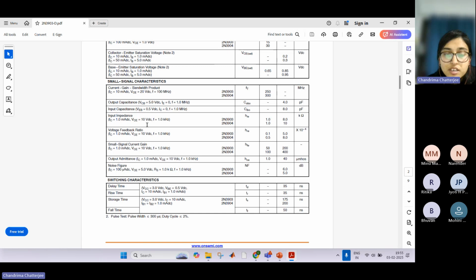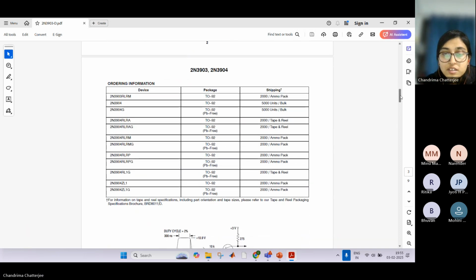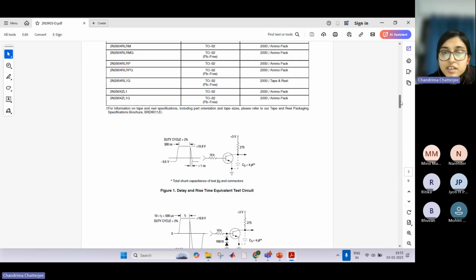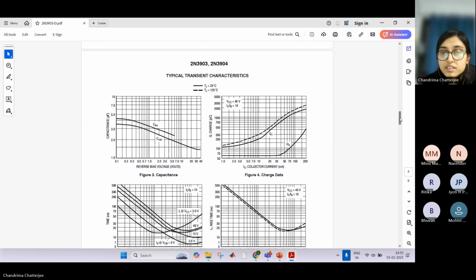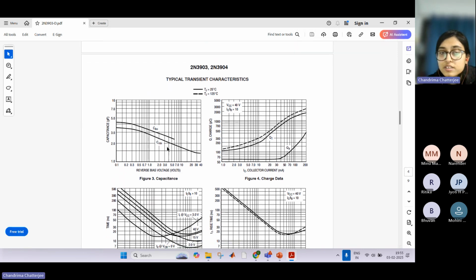So this is small signal characteristics. Then the switching characteristics: the rise time, delay time, fall time, all the times are given here, right? What is rise time, what is fall time, what is delay time, storage time, that we already discussed. All these things are there. And after that, there is some mechanical information as well.